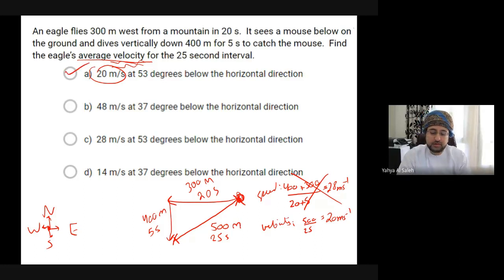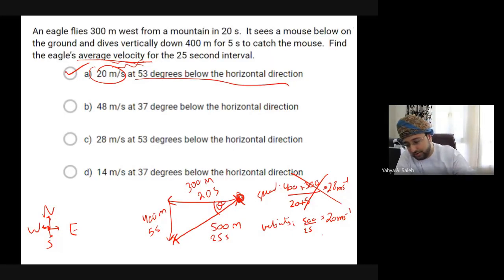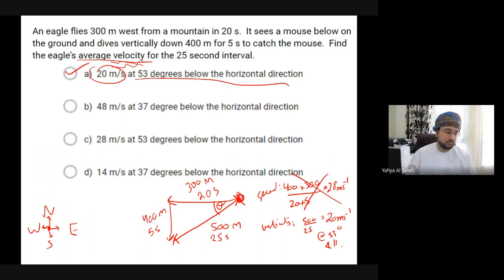But remember, this answer is not complete. We need the angle. How do we find the angle? Well, tan theta. Perfect. We do tan inverse of 400 over 300, and we get 53 degrees below horizontal. Okay, so we just did a practical example of how to find the average velocity from displacement in 2 dimensions. So we just went up from 1 dimension to 2 dimensions.